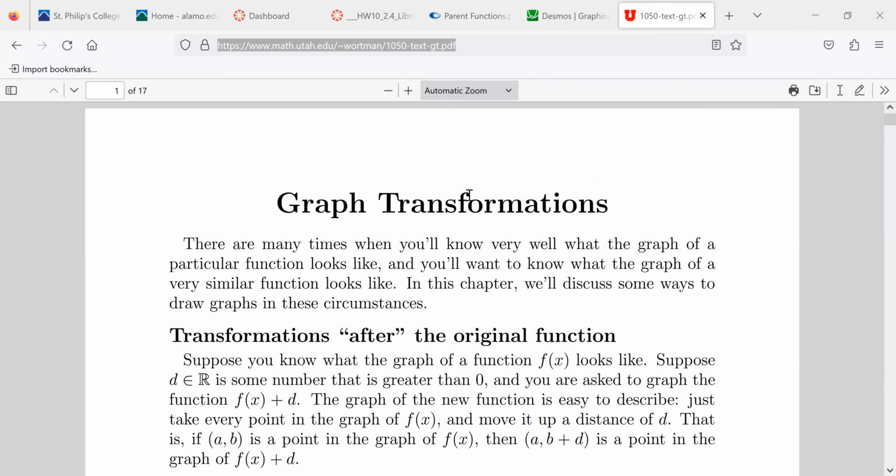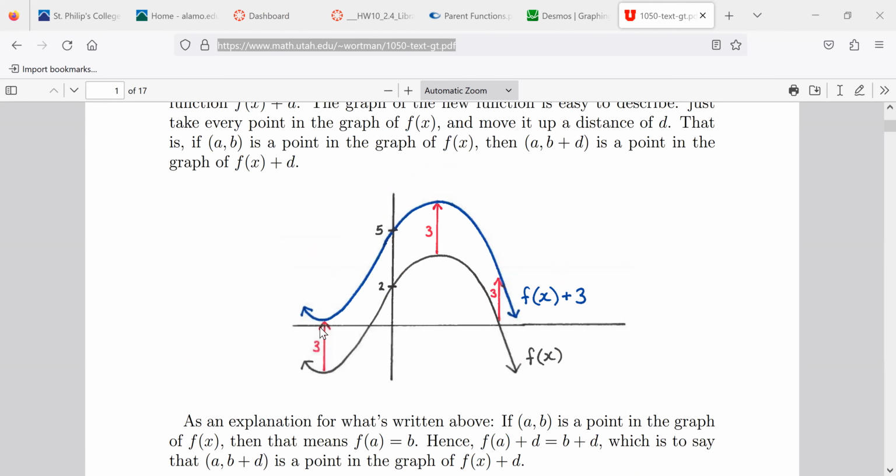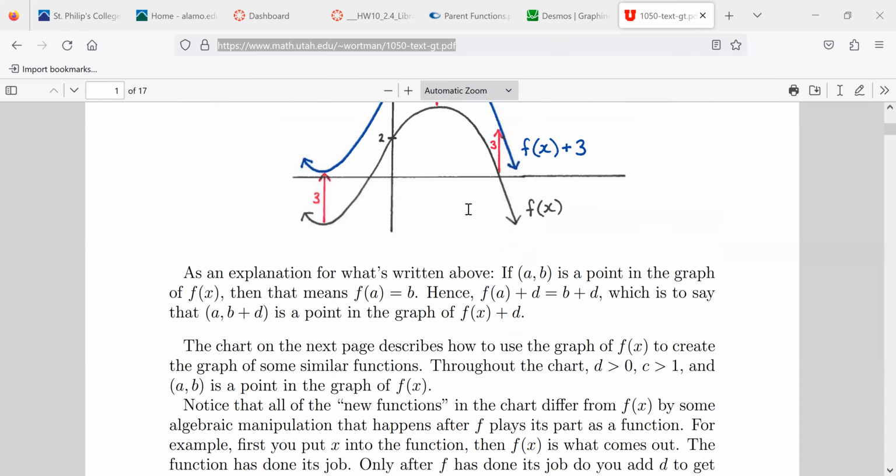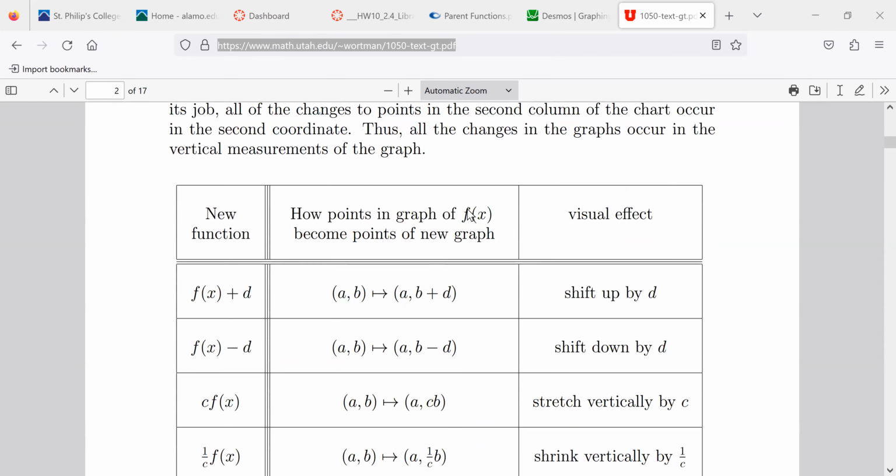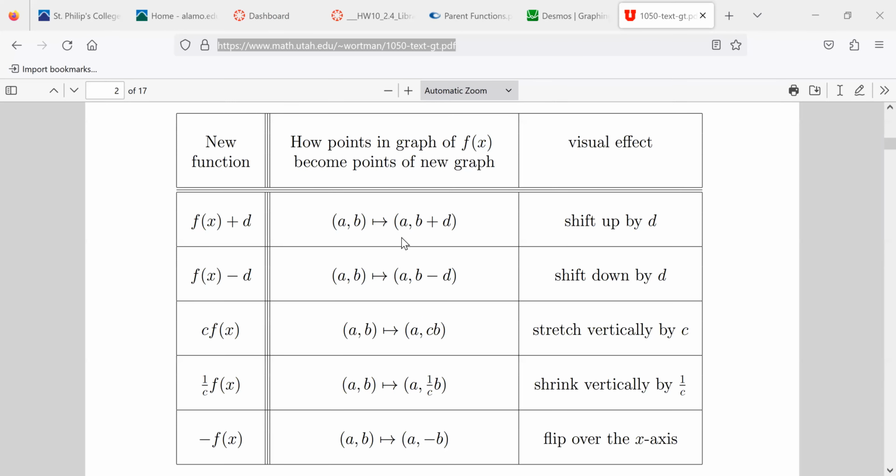But let's go through it. So here's just a random function, f, the black one. If you do plus 3, well, it shifts up 3. Now, they call this a vertical shift. So plus d goes up d. Minus d goes down by that same number. And you see how it only really affects the y part, because it's going up and down. So it makes sense that it's right here, right?